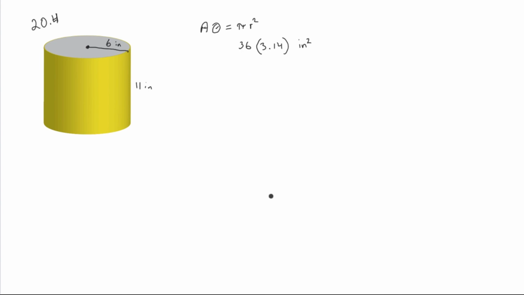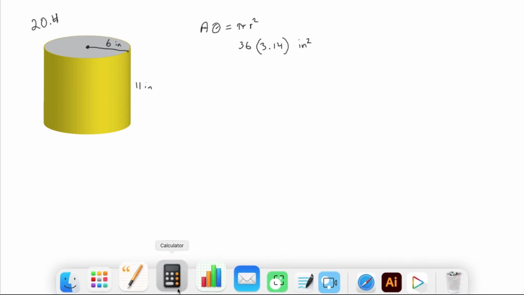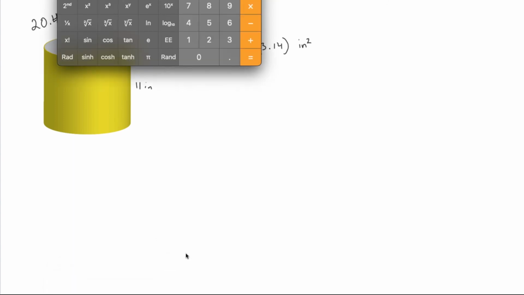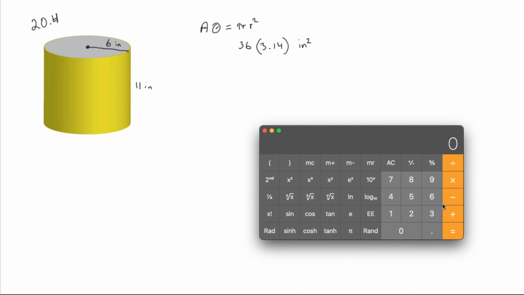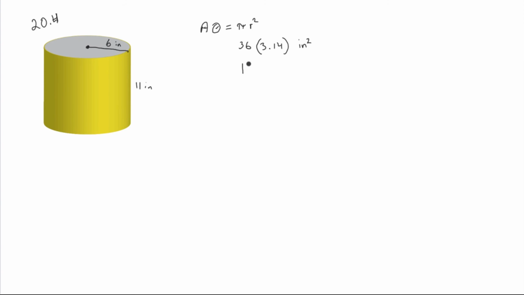So we have 36, where's my calculator? I'm going to bring it up for you guys so you could see it. Sometimes you just have to use a calculator. You can't do everything in your head. There's nothing wrong with using a calculator. That's why God made them, for the big stuff. 36 times 3.14 equals 113.04.